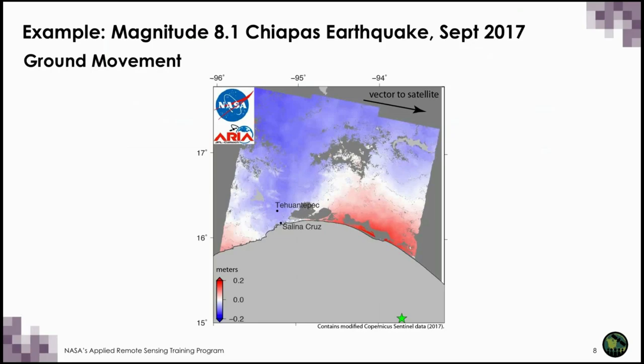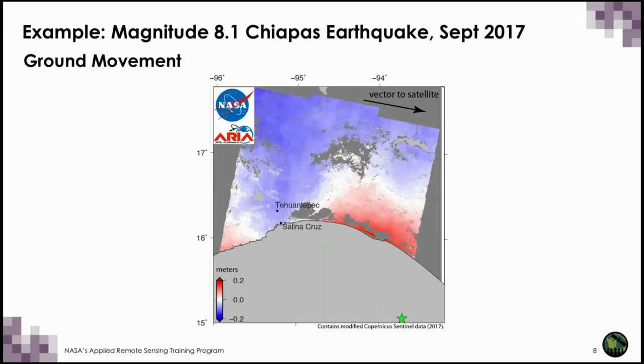So here's an example of a deformation map generated by ARIA. This is for an area in southern Mexico called Chiapas that was inflicted by a magnitude 8.1 earthquake on September 7th, 2017. It occurred near midnight local time, early morning on September 8th, UTC time. This was the strongest earthquake to hit Mexico in more than a century and the largest earthquake worldwide in 2017. And it caused a significant humanitarian crisis with 41,000 homes damaged and at least 98 deaths. This earthquake also triggered landslides throughout the region.